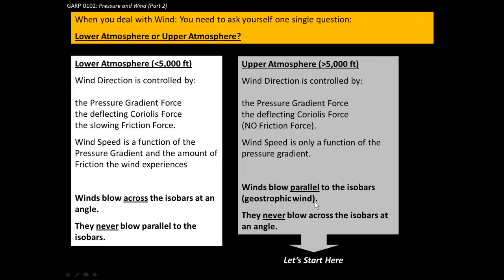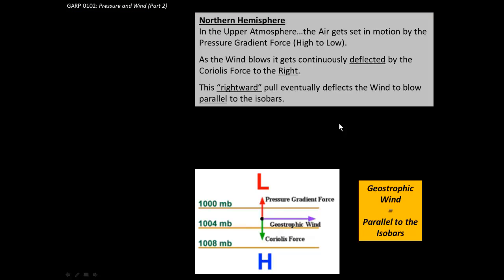Now, let's take this apart for prediction in the upper atmosphere first. The air gets set in motion by the pressure gradient force. So now there's a pressure gradient, and your air parcel starts to move from high pressure to low pressure. As it starts to move, it gets deflected. That pull to the right in the northern hemisphere eventually leads the wind to blow parallel to the isobars, and we call that geostrophic wind.